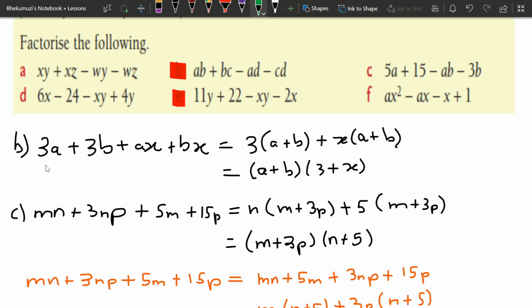So with B we have 3a plus 3b plus ax plus bx, right? Now in this case, what is the common factor for this pair? It's 3, right? And when you take out 3, then you're left with a plus b. But then here again, you are given ax plus bx. Now, what is the common factor in this case? It's x. So I take out x, and then you'll be left with a plus b. So now it is 3 of a plus b plus x of a plus b. But now a plus b and a plus b are common factors, so we put it in front, and then whatever is left off, we put into the second bracket, right?